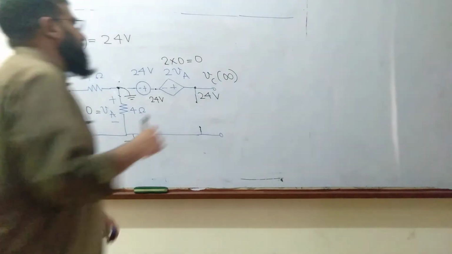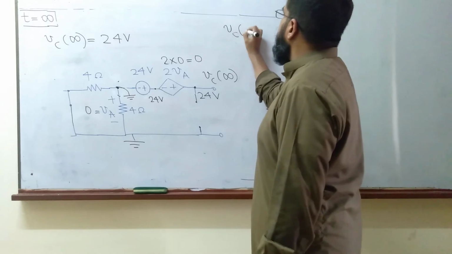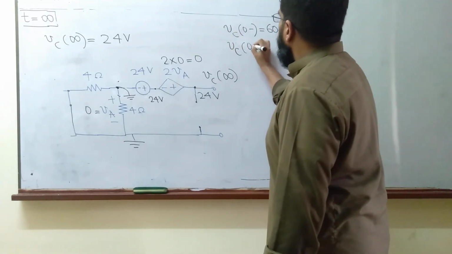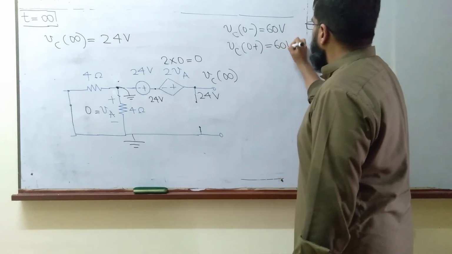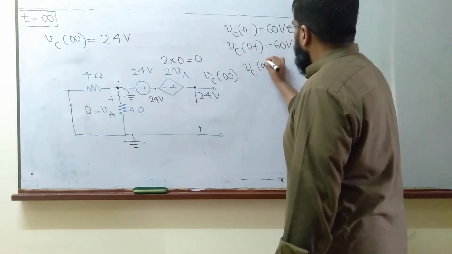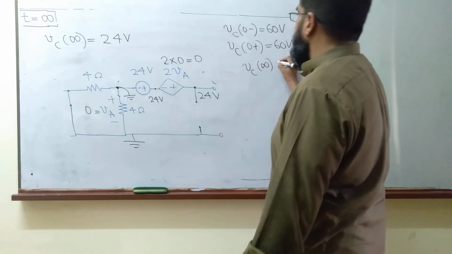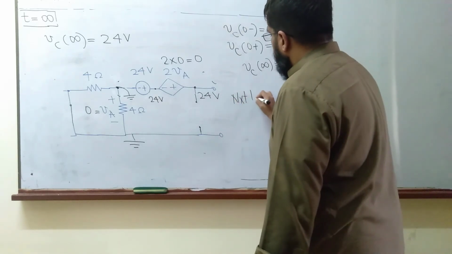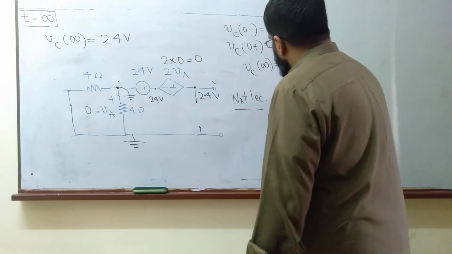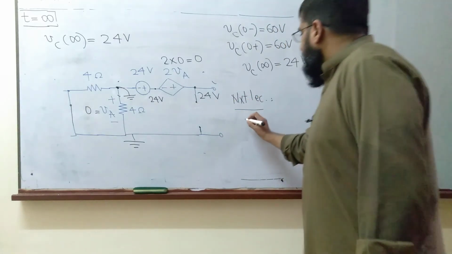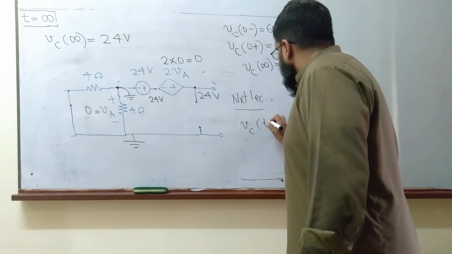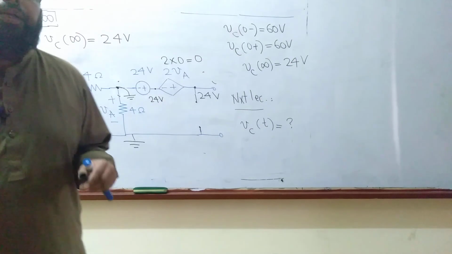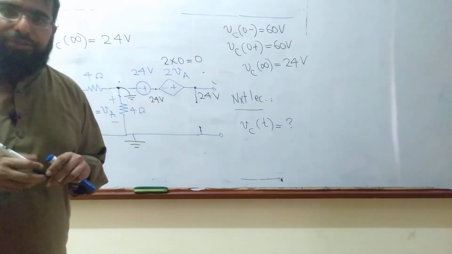So now we have computed these 3 quantities: Vc at 0 minus was 60 volts, Vc at 0 plus was also 60 volts, and Vc at infinity was computed to be 24 volts. In our next lecture, we will continue solving the same problem and will come up with a general expression for all values of t for this voltage drop across the capacitor. That's all for this lecture. Thank you.